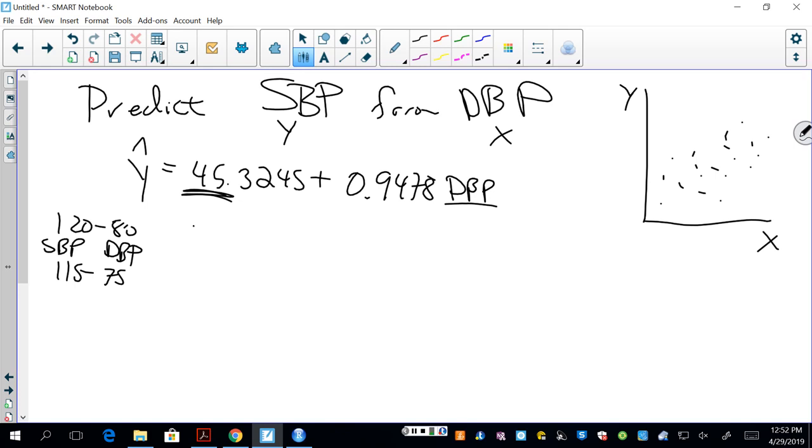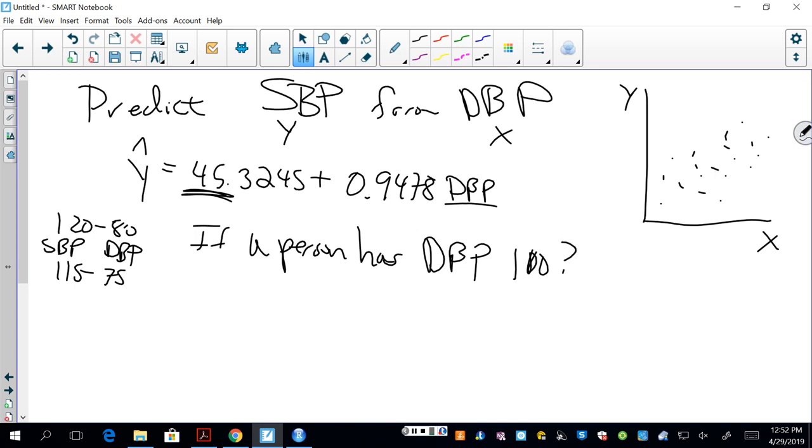So what if a person has diastolic blood pressure of 100? What is our prediction for systolic blood pressure? Use the equation to make a prediction.